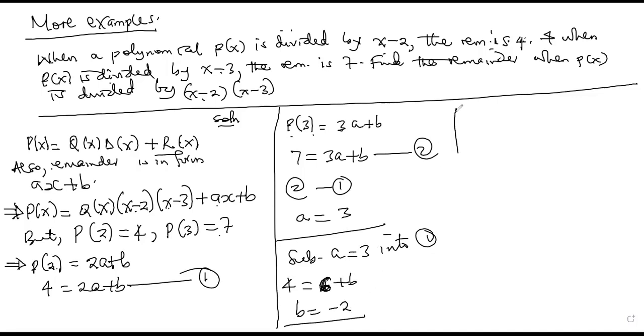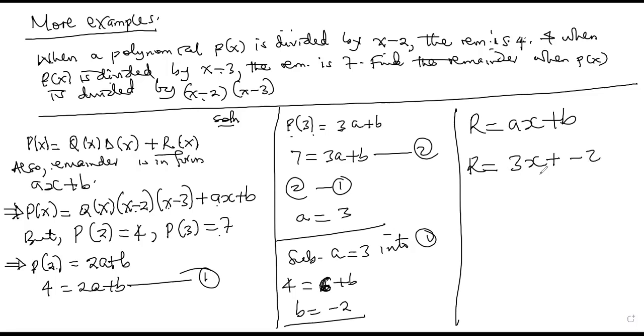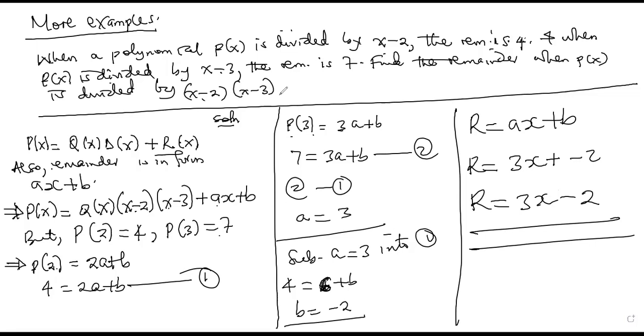So they want us to find a remainder, but we know that our remainder is AX plus B, and we've already gotten the value of A, we've already gotten the value of B. So the remainder is 3X plus negative 2. To avoid being lost, just say R is equal to 3X minus 2, and that is my remainder. If you're with me, type yes. It's just a matter of knowing that the moment you're dividing by a quadratic polynomial, the remainder is in the form AX plus B.